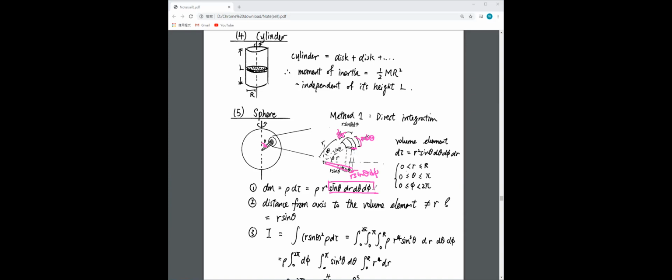So no question, and then let's have a look. The distance from the axis to the volume element is not r. Why do I say so? Because the formula for the moment of inertia is the integral of r squared dm. If you put r here, you get the wrong answer, so we need to look at how we define the r in this formula. The r here is the distance of the element from the rotation axis. In this case, the rotation axis is this one, so it should be r sine theta. Then you do the following integration, and you can definitely get the answer.